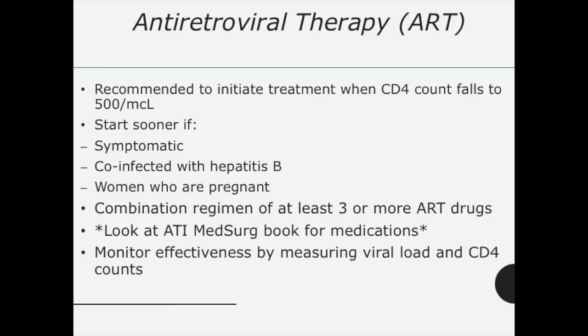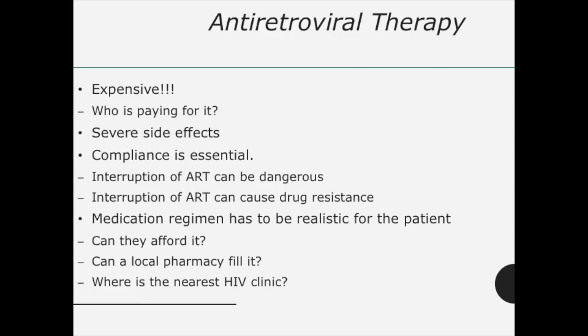So you can look at your ATI book just for the list of antiviral therapies. Just know we're going to have a combination regimen of at least 3 or more of those antiretroviral therapy drugs. And then we're going to measure that effectiveness by measuring the viral load and the CD4 counts. And then also something you want to think about with that is how expensive is this going to be? Who's paying for this? I mean, when you think about your HIV patients, are they going to have money to pay for that? Probably not. So you've got to get them set up with some type of service.